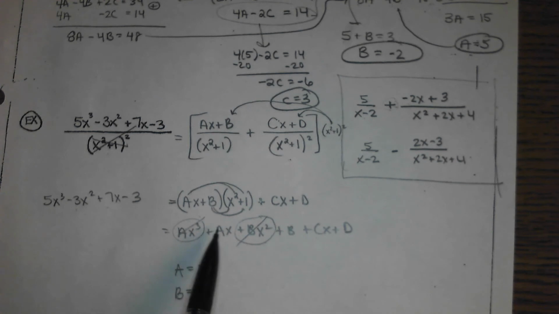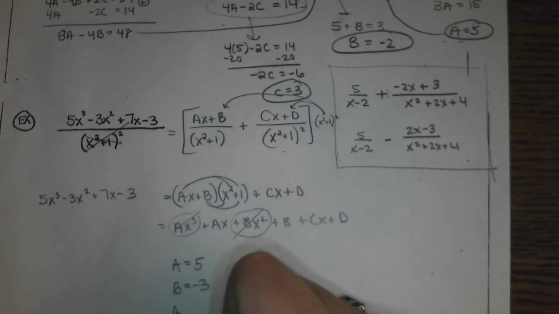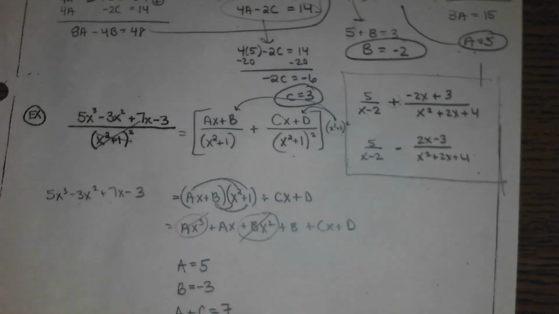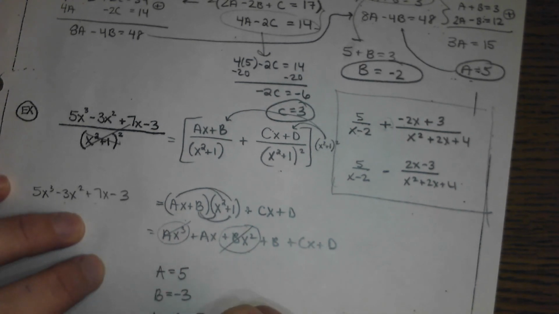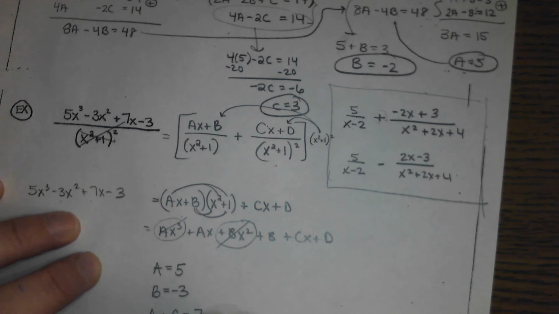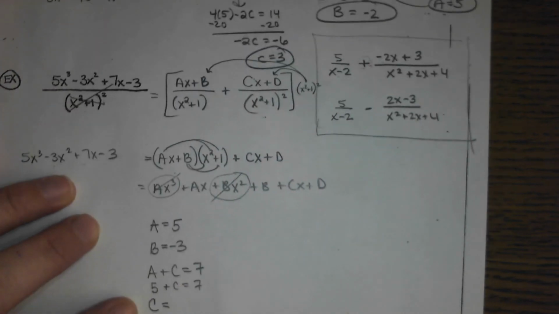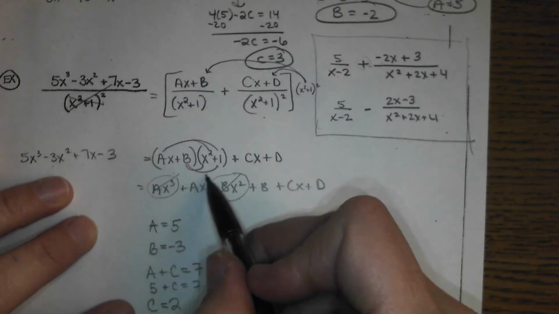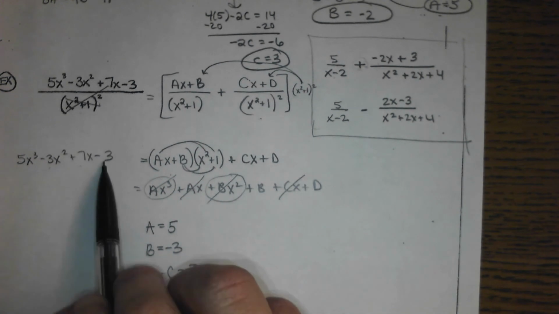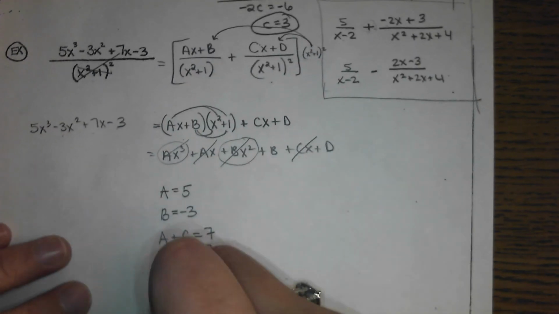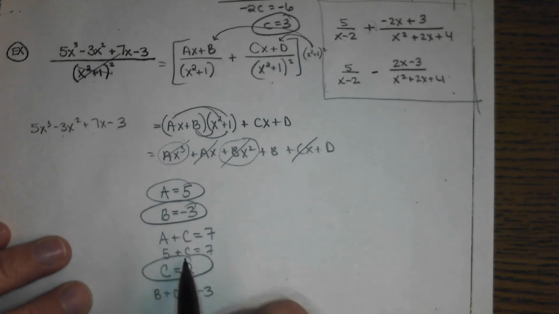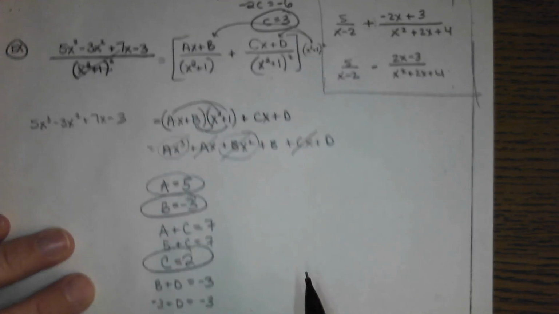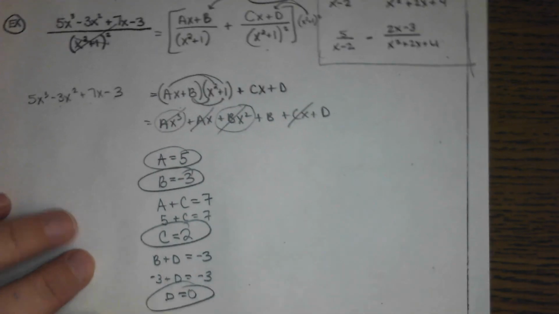How many x's do I want? 7. So A plus C has to equal 7. Well, you already know what A is, so you might as well just find C, right? A is 5, so 5 plus C equals 7. What's C? 2. And then we want our constants to add to negative 3. So B plus D needs to equal negative 3. Well, we already have B is negative 3. So what's D? 0. That system couldn't have been easier.